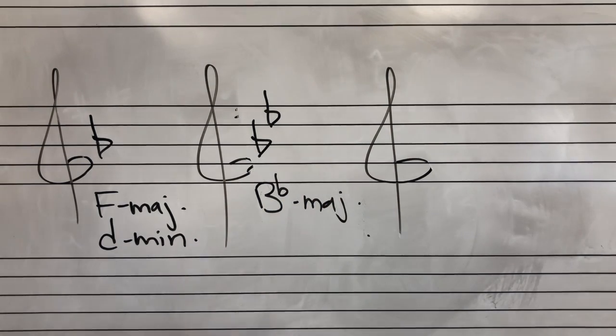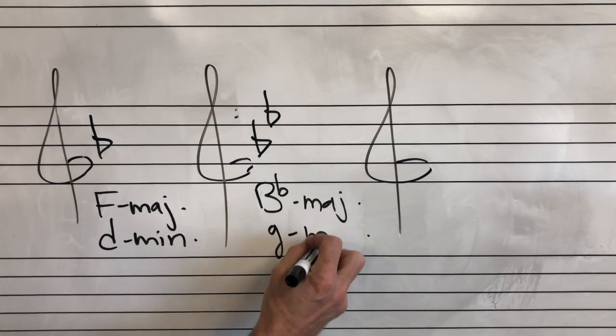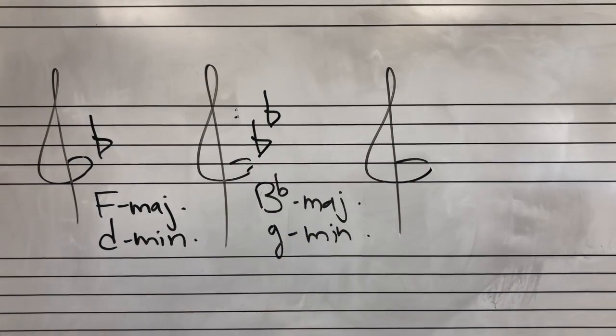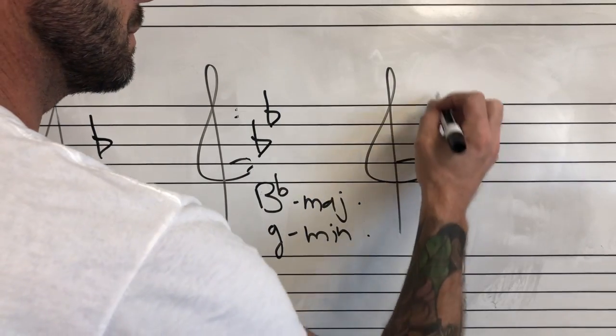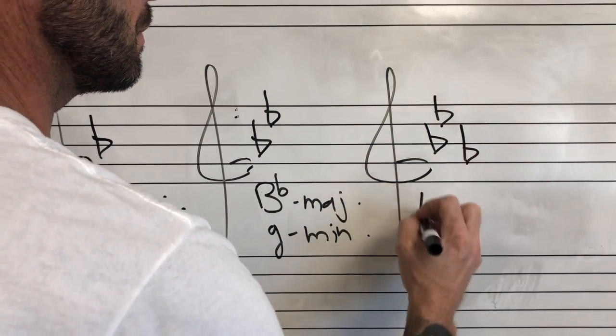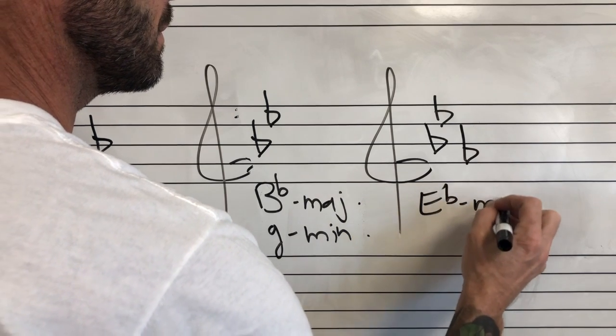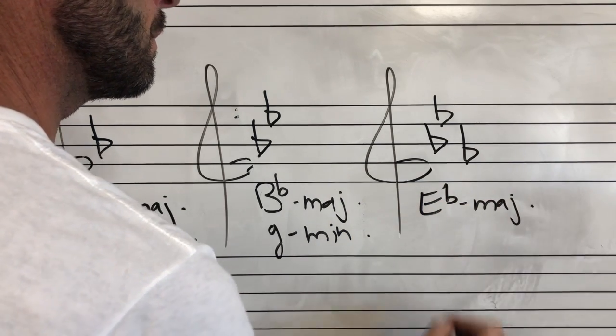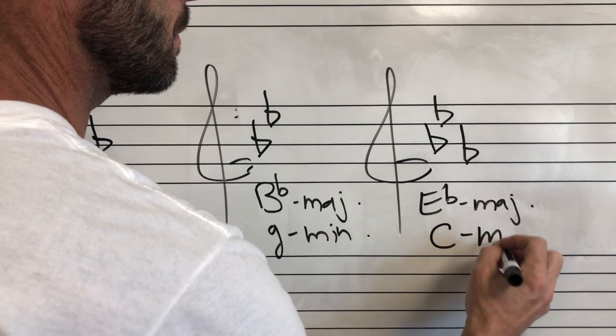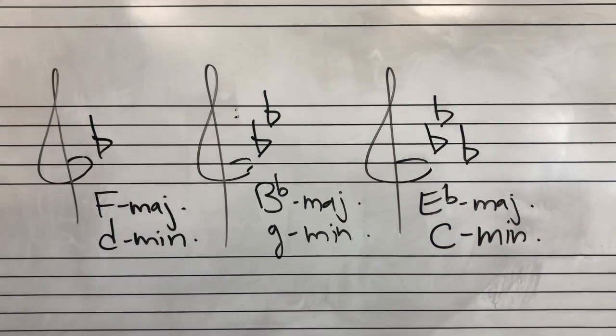Here's the key signature for B flat major and G minor. And here is the key signature for E flat major, and its relative minor is C minor. Did you name it in time? Good. So try to memorize your key signatures.